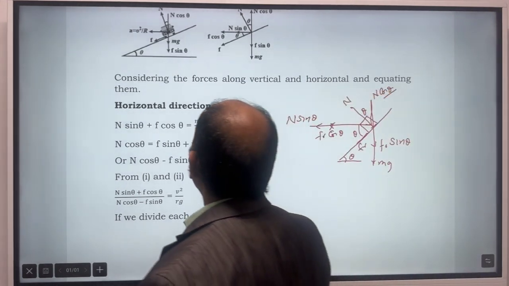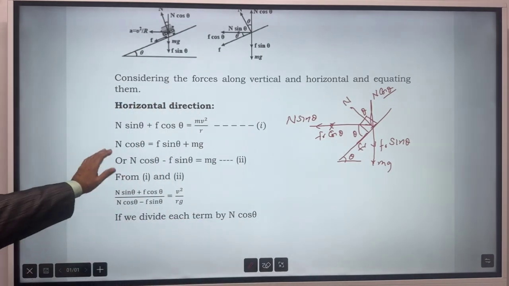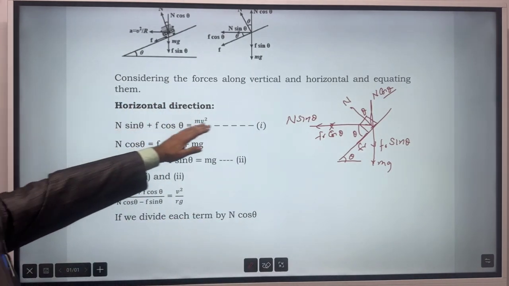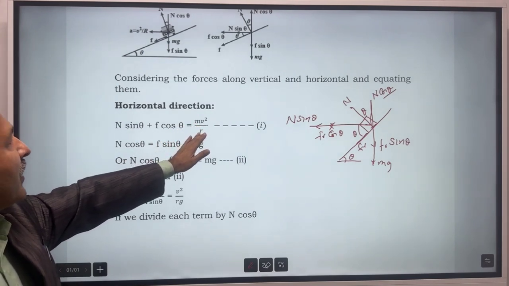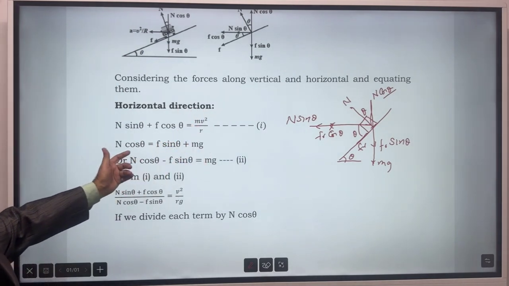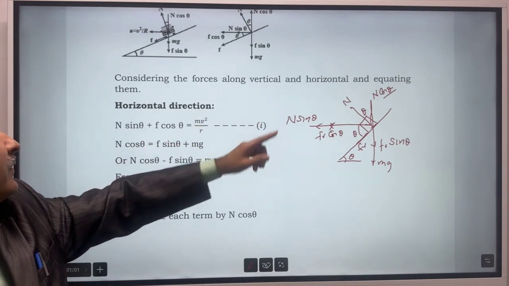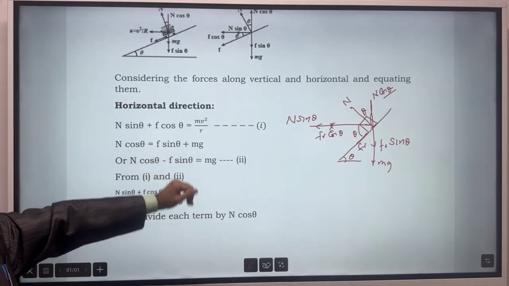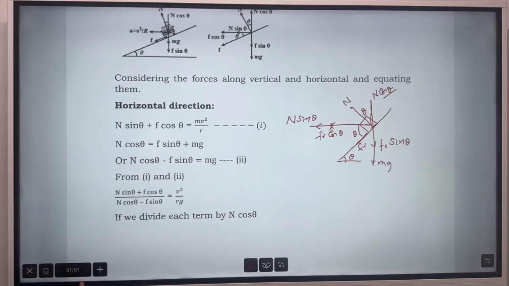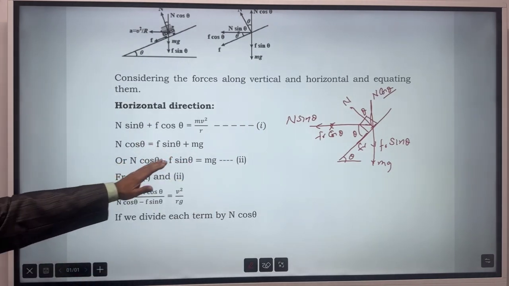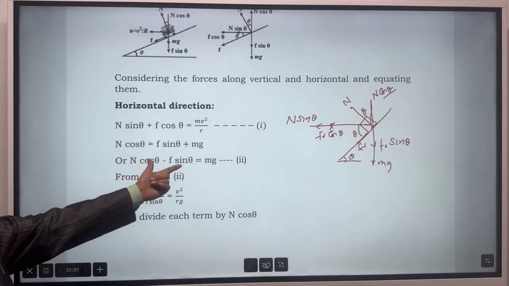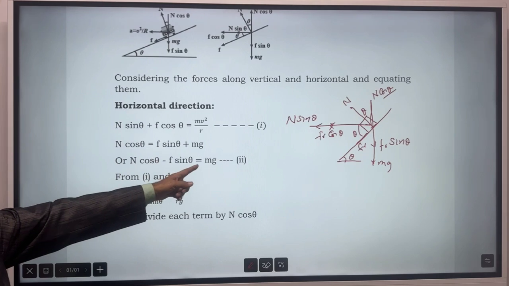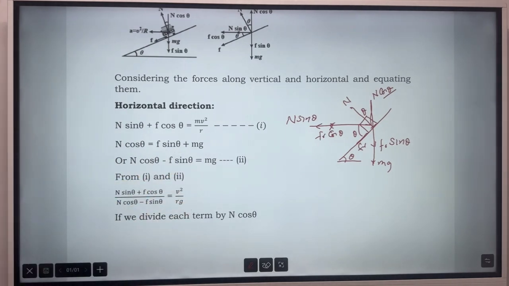So same thing, it's given N sin theta plus f cos theta equal to mv square upon r, which is centripetal force, and N cos theta is balanced by f sin theta plus mg. Or if we want to retain mg on the right-hand side and f sin theta, we can take it to the left-hand side. So N cos theta minus f sin theta equal to mg. We have got two relations.